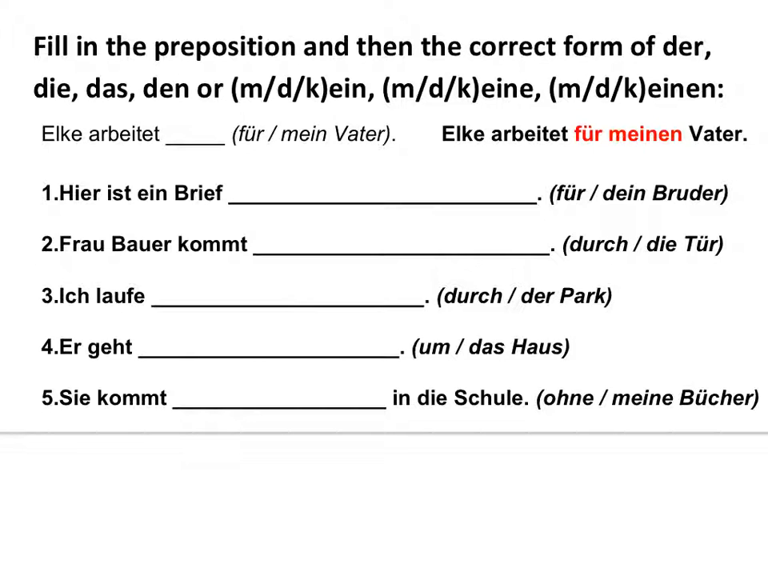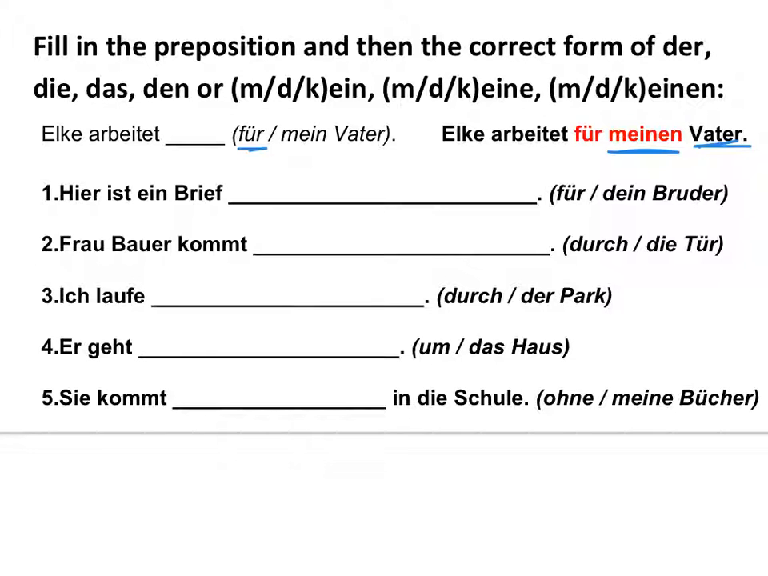So Elke, girl's name, arbeitet für mein Vater. So now we need to change it. Für is an accusative preposition, so that means Vater is masculine, and now we know it's accusative. So that's where it changed to meinen. Okay. What does Elke arbeitet für meinen Vater mean? Good. She works for my father.